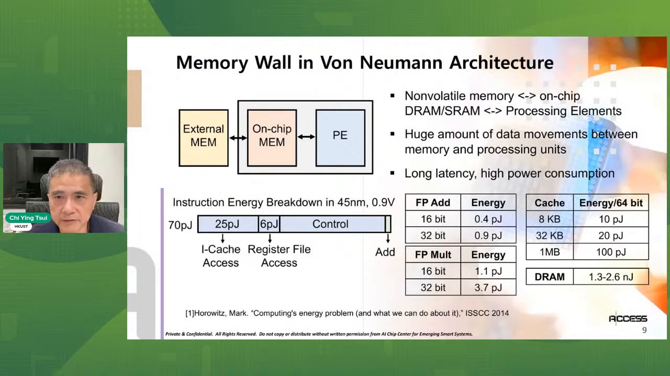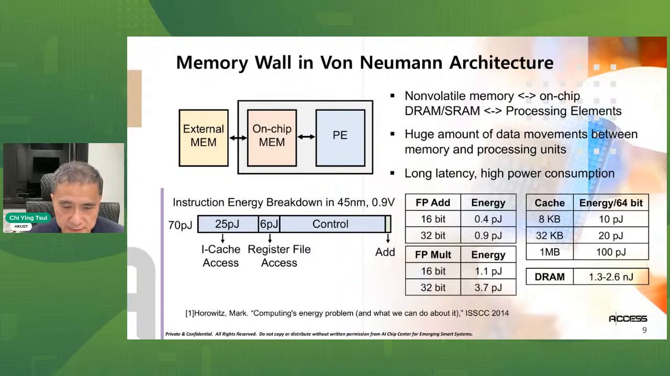Traditional von Neumann architectures may not be suitable for increasing the energy efficiency because of the memory wall, which is commonly known. In traditional von Neumann architectures, we have the processing elements, so we need to fetch the data or instructions from the memory, either on chip or off chip, and then execute in the processing element. In AI applications, we have a lot of parameters we need to use for the computations, and using von Neumann architectures involves a huge amount of data movement between the memory and the processing elements.